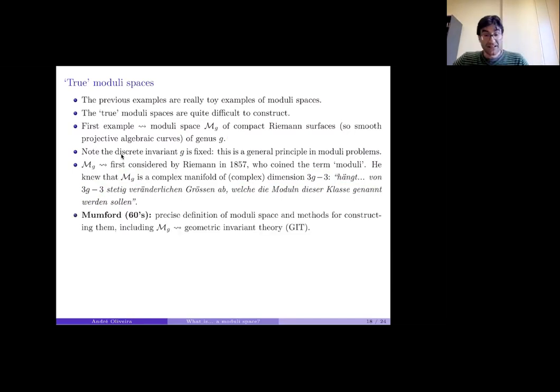But then the first precise definition of moduli space was given by Mumford in general, and he came up with methods of constructing them by geometric invariant theory. He constructed this moduli space of curves by this method. He won the Fields Medal by employing geometric invariant theory to the construction of moduli spaces.